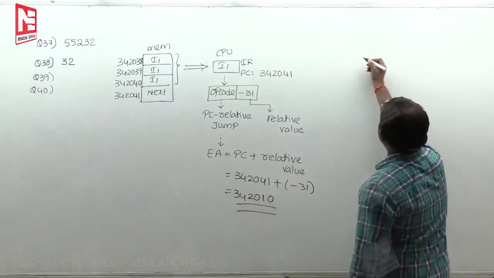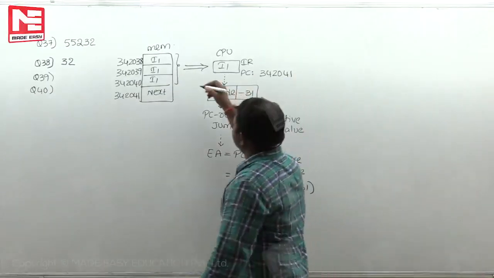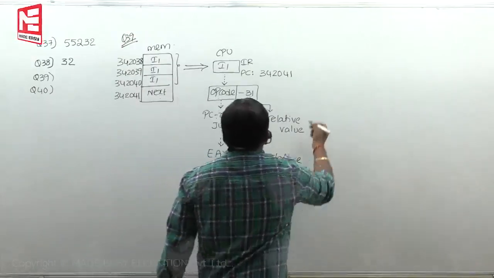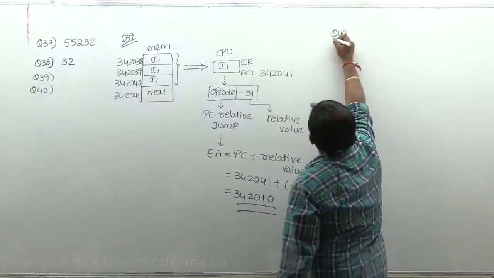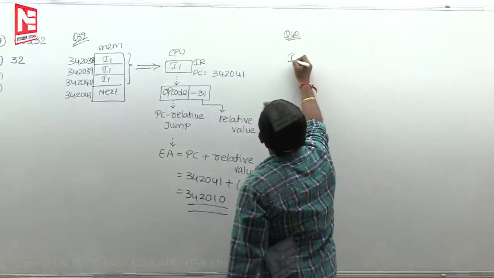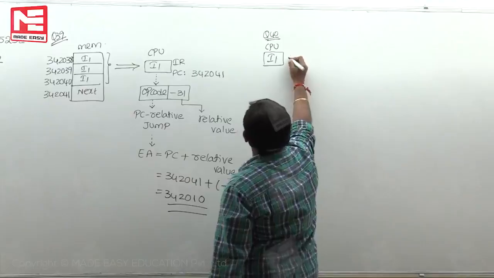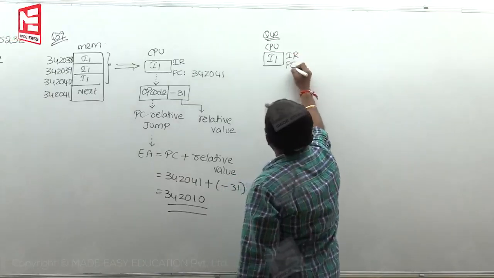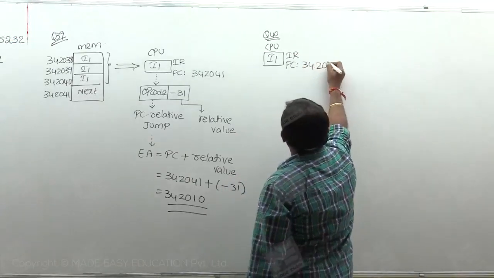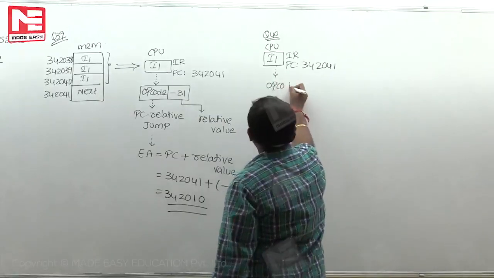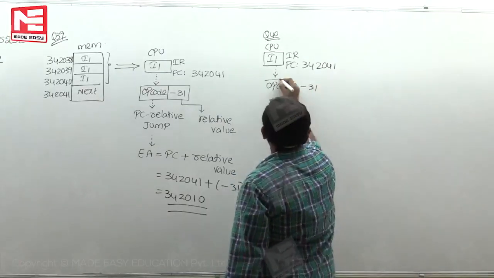Next one. Same story. This is question number 39. Analysis: PC relative addressing mode. Then question number 40. What is the point? I1 is fetched from memory to the CPU. Same connection, linked question. Now the program counter will be 342041. Now what is this I1? Opcode and -31.